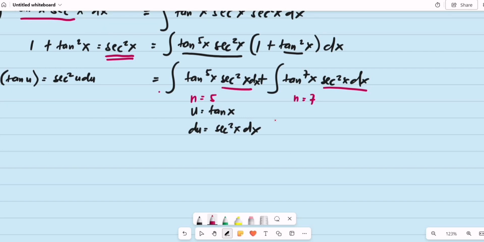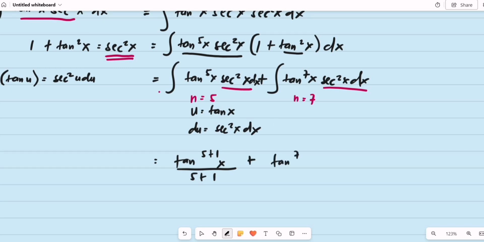We can now apply the power formula. So this is now equal to, we are not using the integral sign anymore since we are now integrating, tangent of 5 plus 1 of x divided by 5 plus 1, plus for the second term, tangent of 7 plus 1 of x divided by 7 plus 1, then plus the constant c.